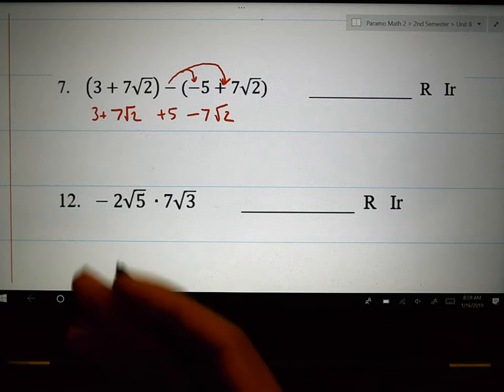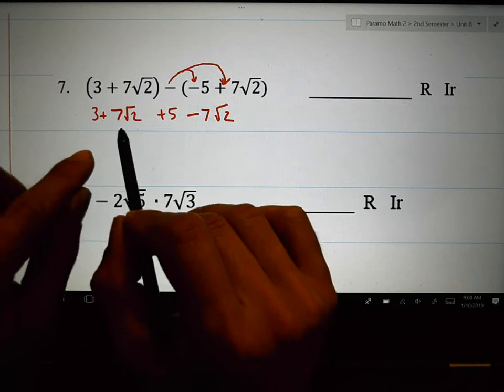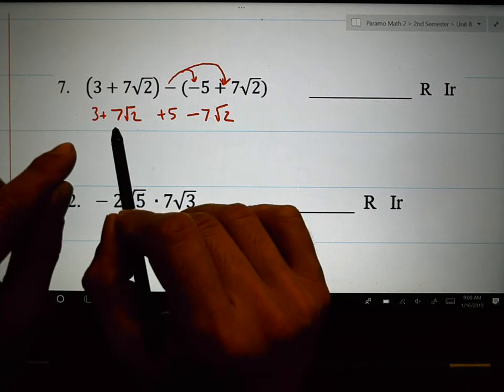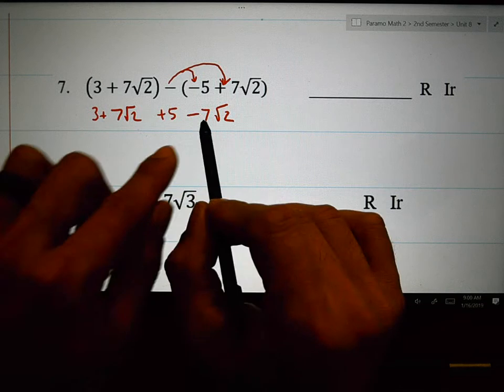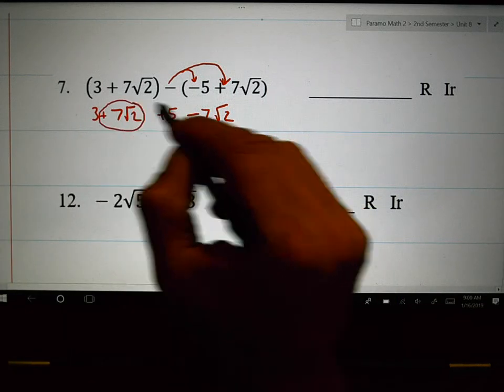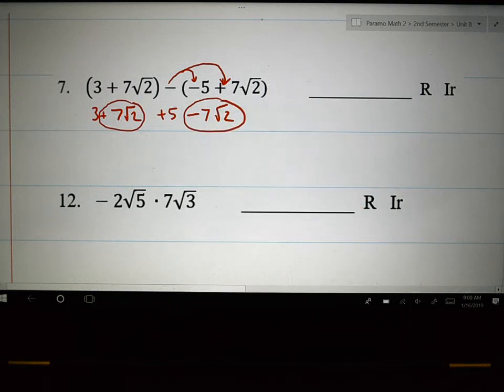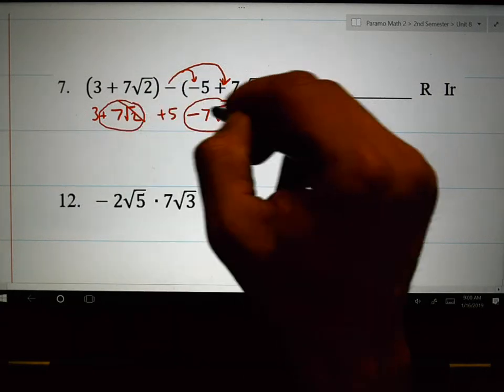Now, once you subtract that group, you can combine your like terms. You can only put root 2s together with other root 2s. 7 root 2 minus 7 root 2. 7 root 2 take away 7 root 2. That makes 0 root 2. 0 times anything makes 0. It makes it cancel out.